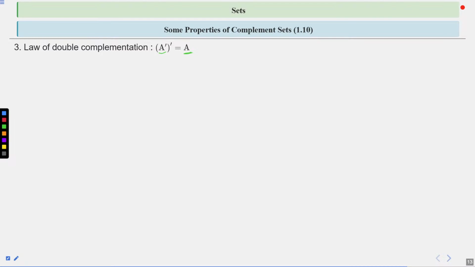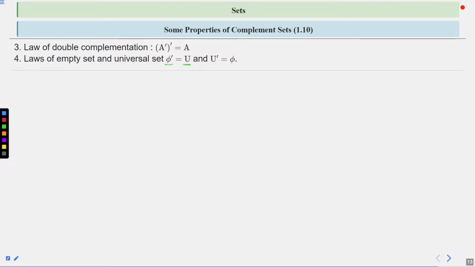So this is your law of double complement. A complement, then again complement, will be your A set itself. Now the fourth is simple, the law of empty set, which says that the complement of the empty set is the universal set itself.